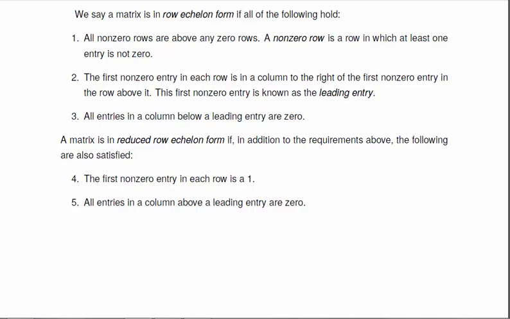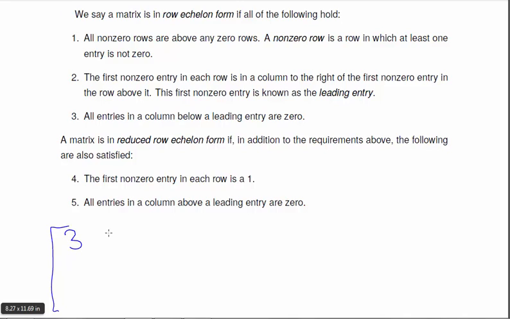So we say a matrix is in row echelon form if all of the following hold. 1, all non-zero rows are above any zero rows. And a non-zero row is just a row in which at least one entry is not zero. 2, the first non-zero entry in each row is in a column to the right of the first non-zero entry in the row above it. This is known as the leading entry. It's also known as the pivot. And 3, all entries in a column below a leading entry are 0. Before I continue this definition, I'm going to give an example.